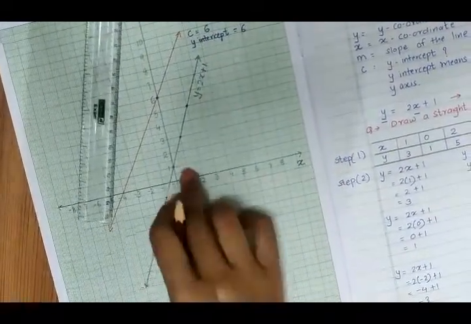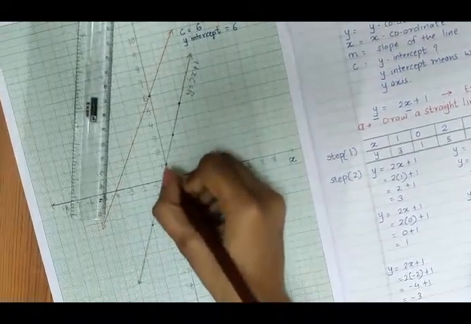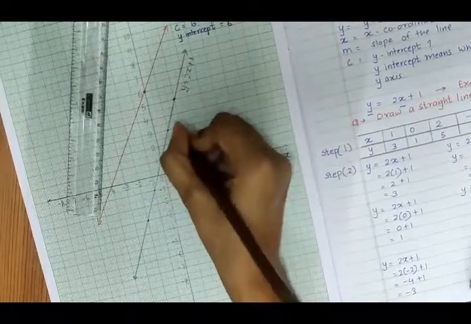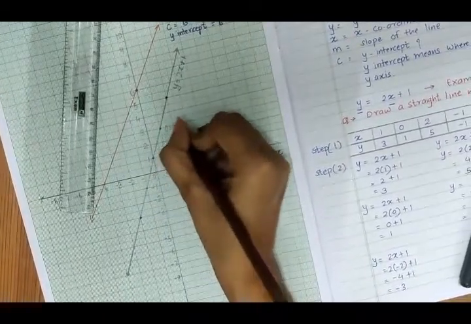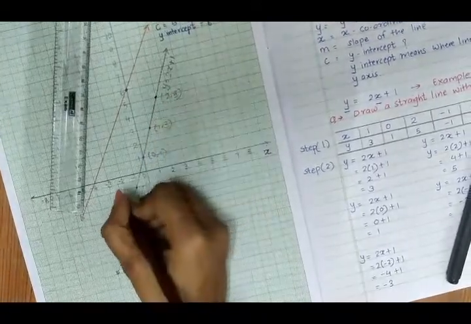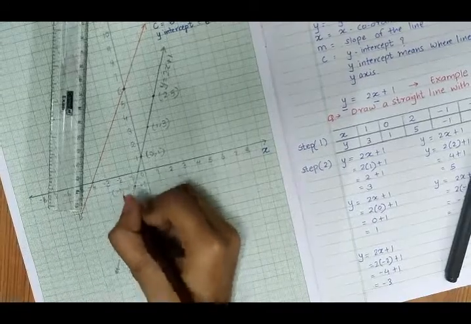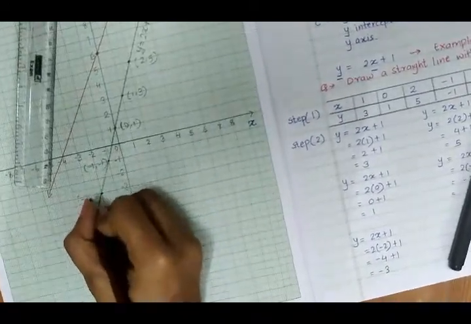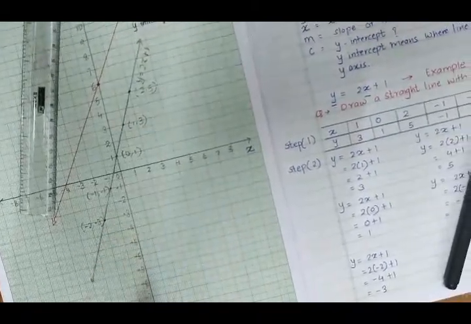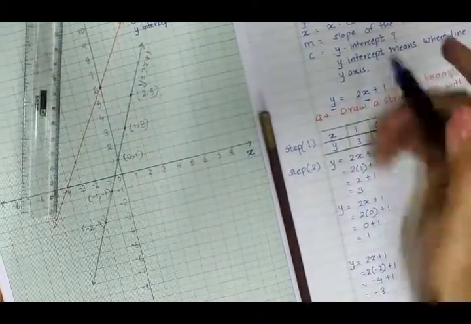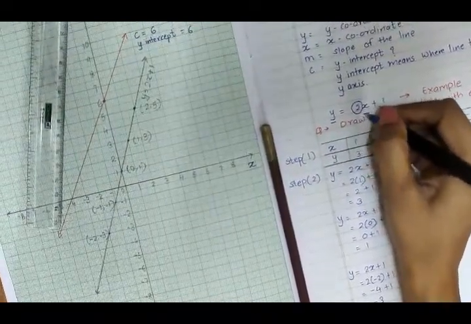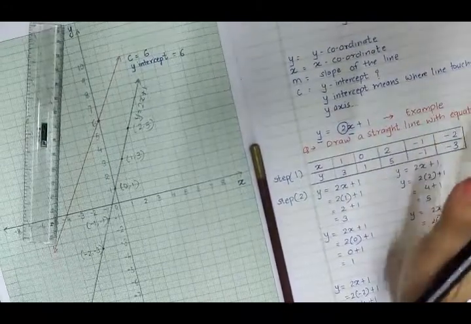If you want, you can label these points as well, that this particular point was 0, 1, this point was 1, 3, this point was 2, 5, this point was negative 1, negative 1, and this point was negative 2, negative 3. And this is how we draw a straight line, which now if you will see, it has a slope of 2. Okay, how do we determine the slope is what we are going to be learning in another video, not in this video.